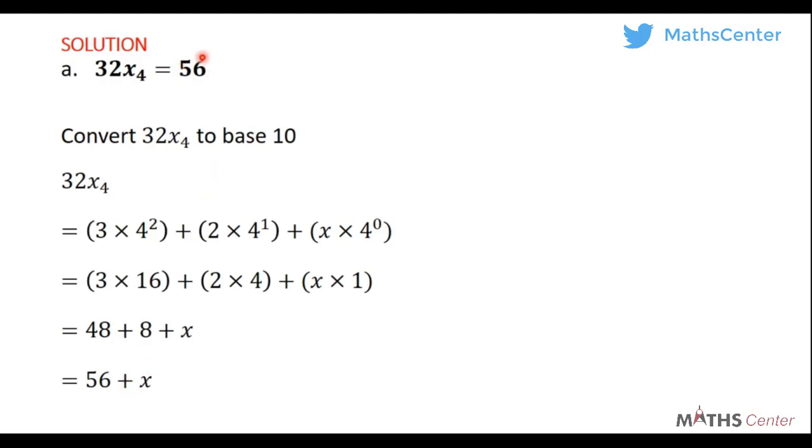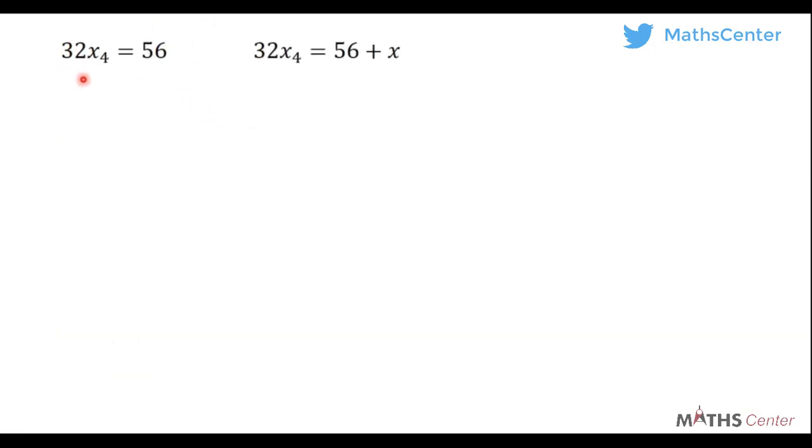This side is already in base 10, so we can equate this to that. So we now know that 32x base 4 is the same as 56 in base 10. Now 32x base 4, if you convert that to base 10, we have 56 plus x. So 32x base 4 is 56, and 32x base 4 is also 56 plus x. So we can equate this and that. We can say that x plus 56 is equal to 56.